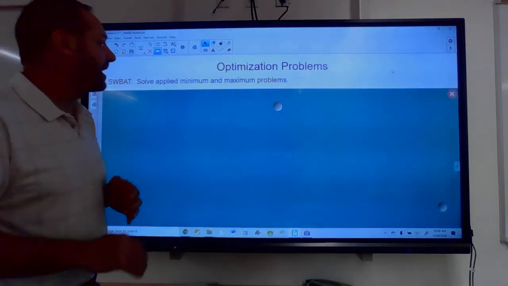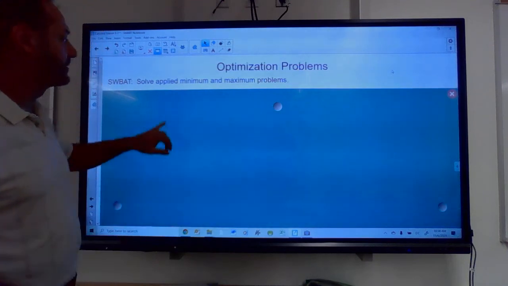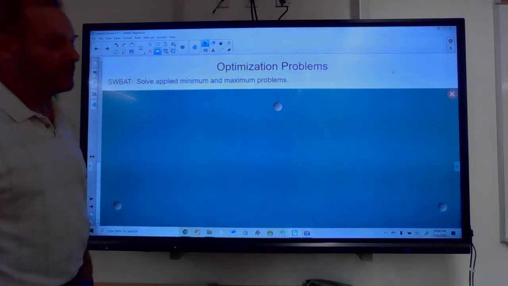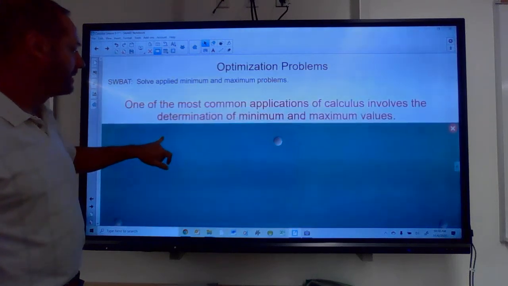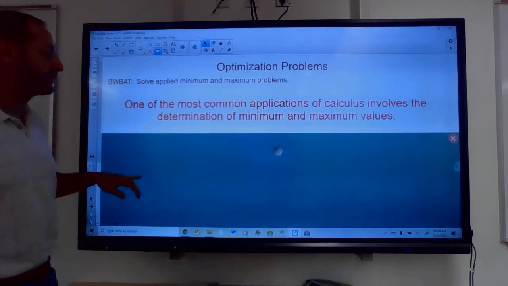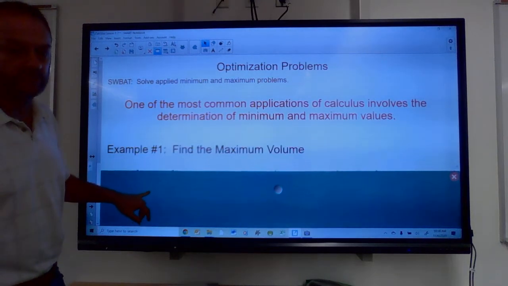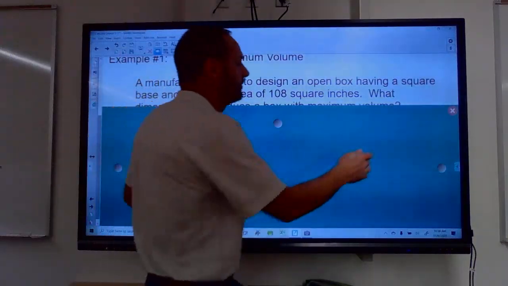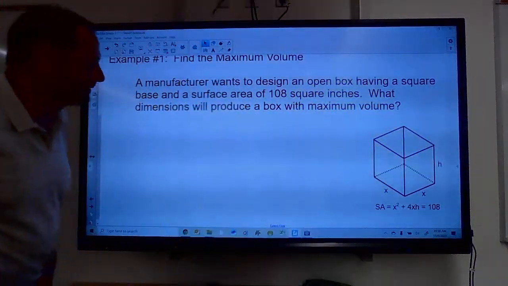Okay, today we're going to talk about optimization. So this is an applied field of calculus, very commonly used. One of the most common applications in calculus involves the determination of minimum and maximum values. Okay, so what do we mean by that? Well, we're going to start out with something like this.